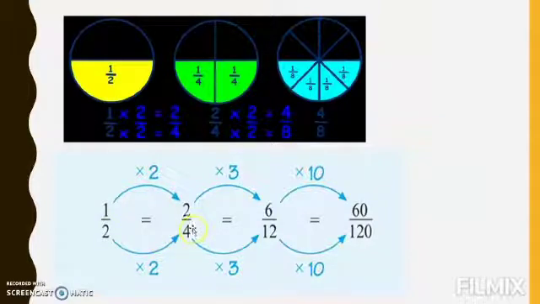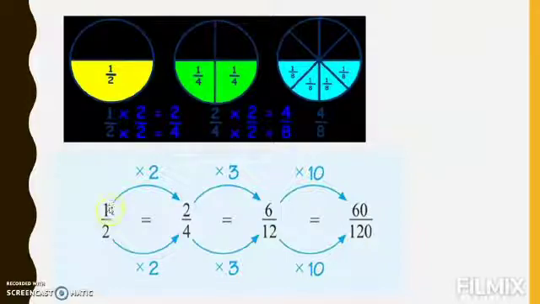Let us find the next equivalent fraction. So we will multiply by 3. 2 into 3 is 6 and 4 into 3 is 12. So the next equivalent fraction is 6 by 12. Let us calculate a bigger equivalent fraction. So we will multiply by 10 upon 10. So 6 into 10 gives us 60 and 12 into 10 gives us 120.